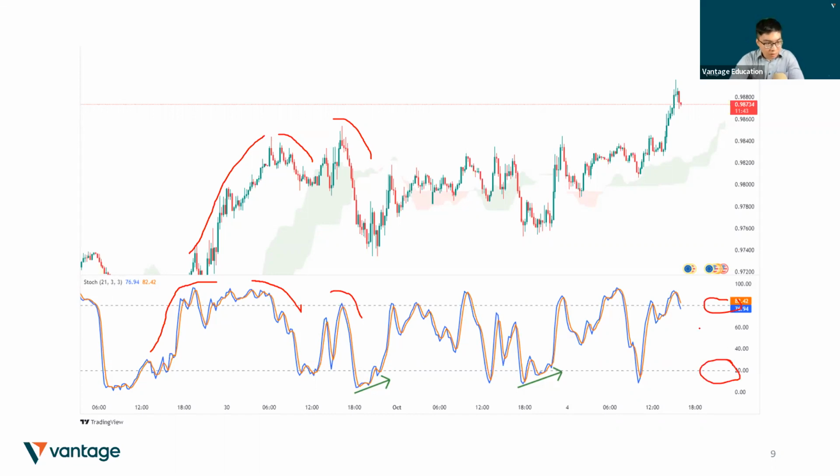So what we can do is use stochastic divergence. What does stochastic divergence mean? Well, it gives us an early indication as to when the markets might be turning. So it is very reliable when used correctly, but it is not 100% accurate, of course.